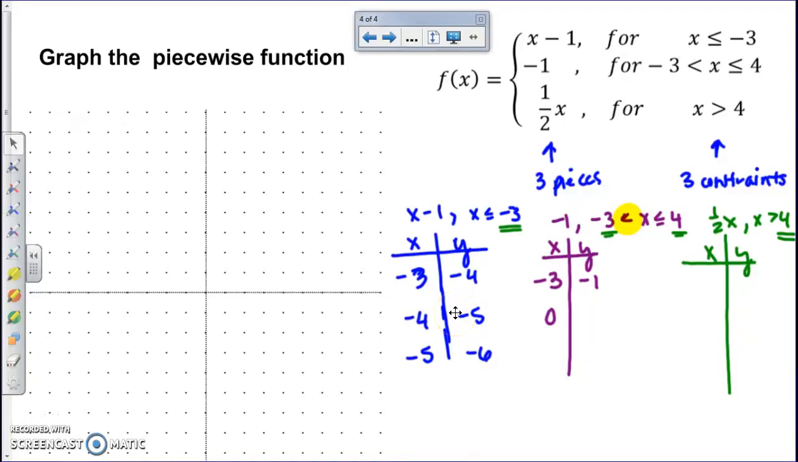Okay, I'm sorry about that. I am back with the second part of this piecewise function.